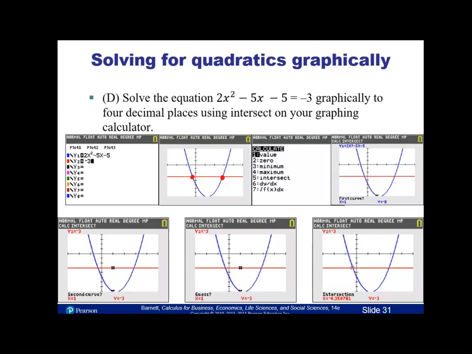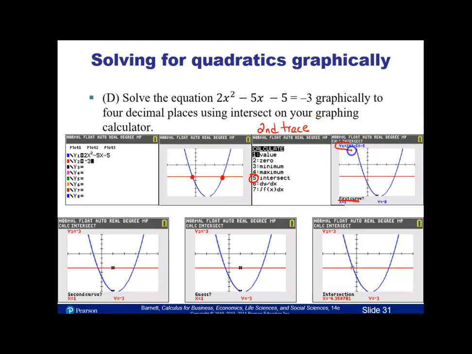It's just like an intersection on a road. The two roads come together at an intersection, so where the two graphs come together is your point of intersection. I'm going to go back to that same second trace menu that we've used before, and this time choose intersect. When I do that, it's going to ask me some different questions. The first one says, what's the first curve that you want to intersect?